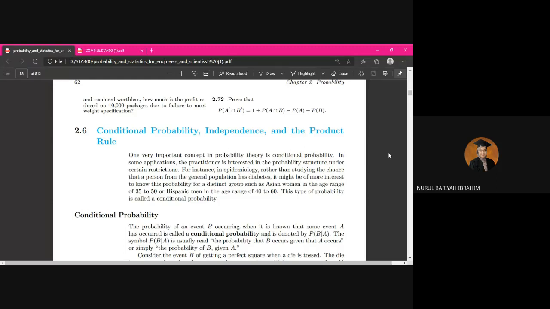Okay, assalamualaikum. Our next topic is conditional probability, independence and the product rule.